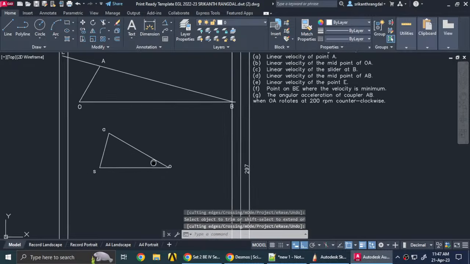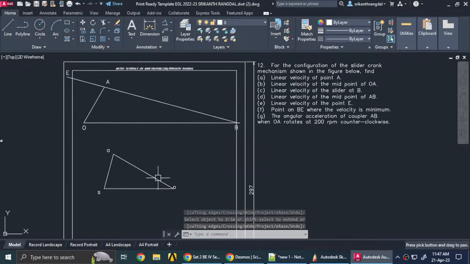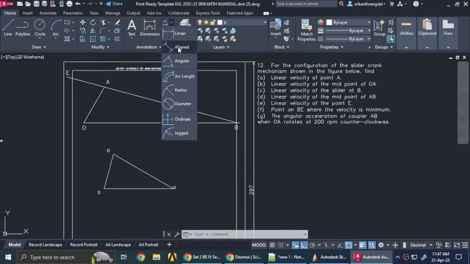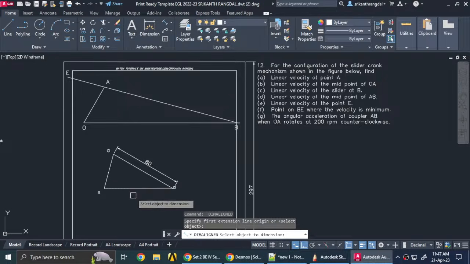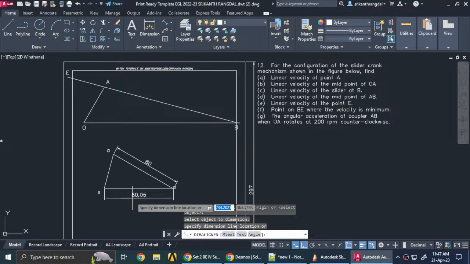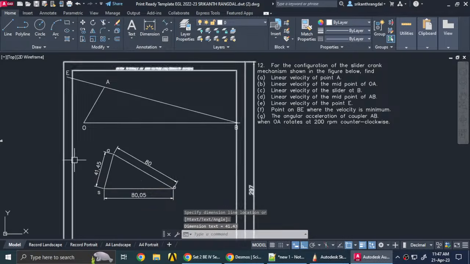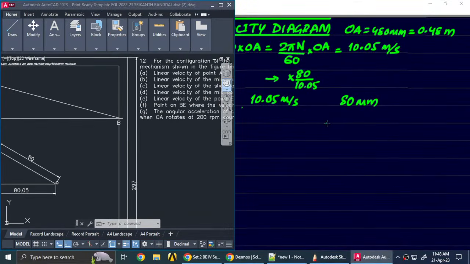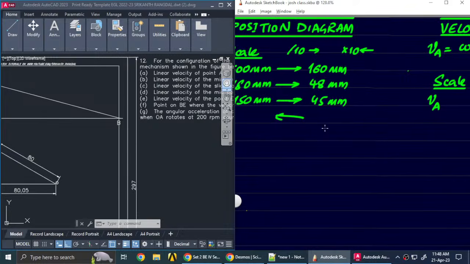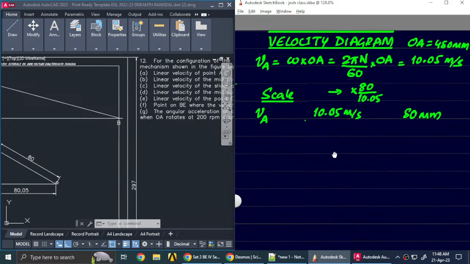So this is the velocity diagram, and we have taken this as 80 mm. If you measure the length of the other distances, we will get the drawing lengths, and these drawing lengths we have to again convert back into velocities.